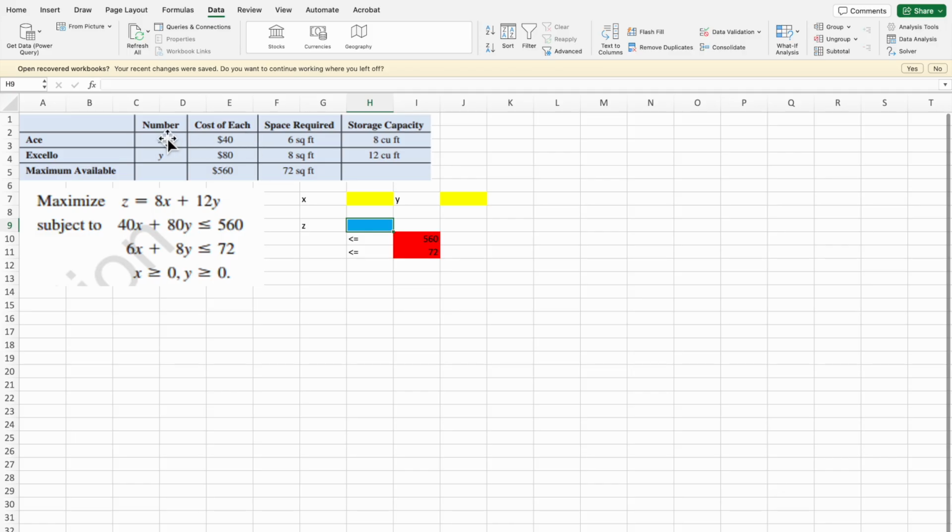X represents the number of A units and Y represents the number of B units. These two yellow cells are the changing variable cells because Solver will determine their optimal values. Our objective is to maximize this function, which is C equals 8X plus 12Y.